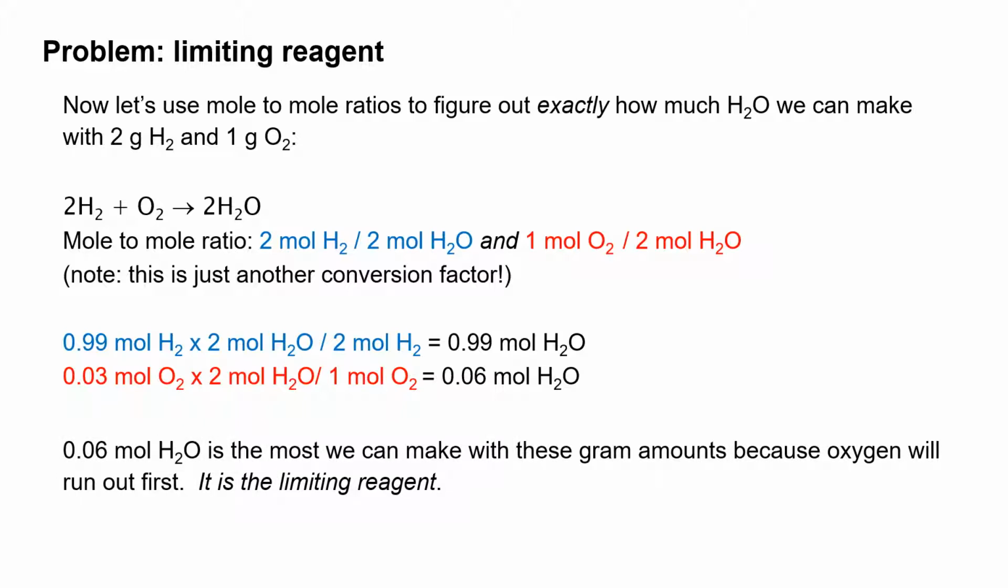Now, if we look at 0.99 moles of water being made versus 0.06 moles of water being made, we can clearly see that we're going to run out of oxygen, and then the reaction is going to stop because hydrogen isn't going to have anything to react with. That means that 0.06 moles of water is the most we can make with these gram amounts, and oxygen, therefore, is the limiting reagent.